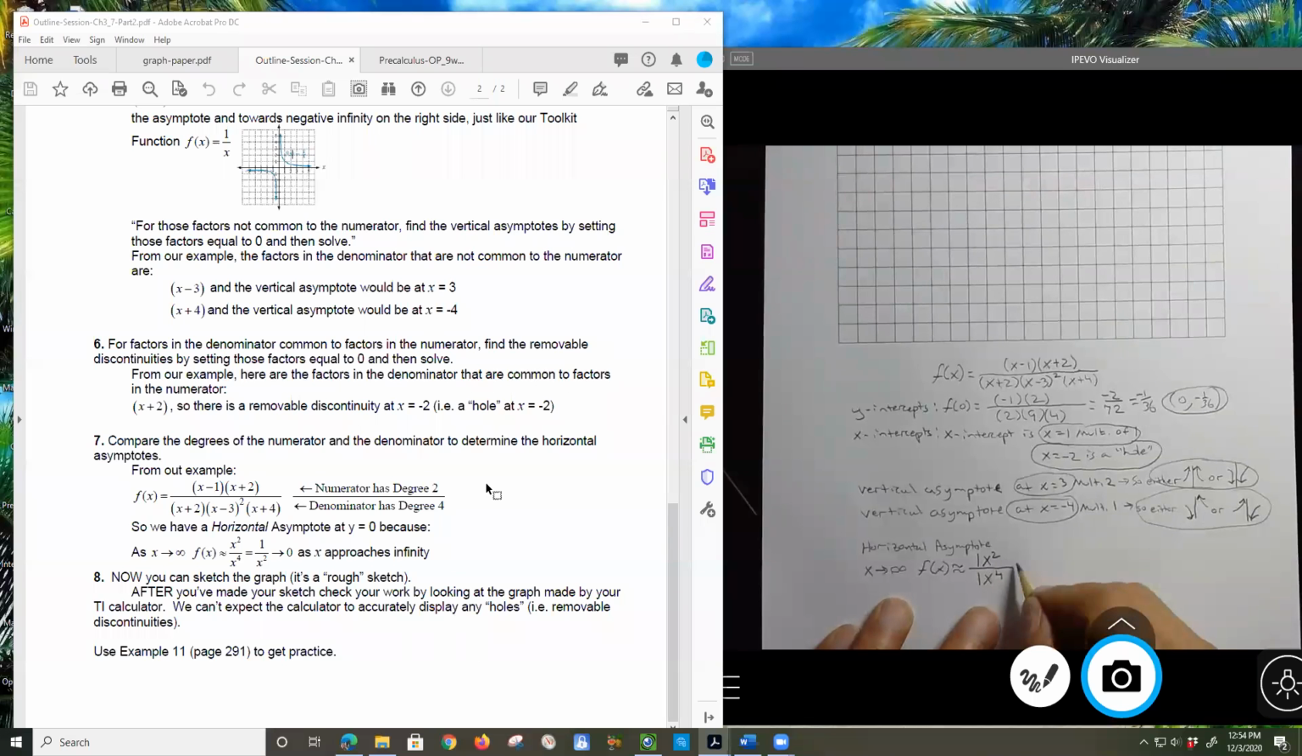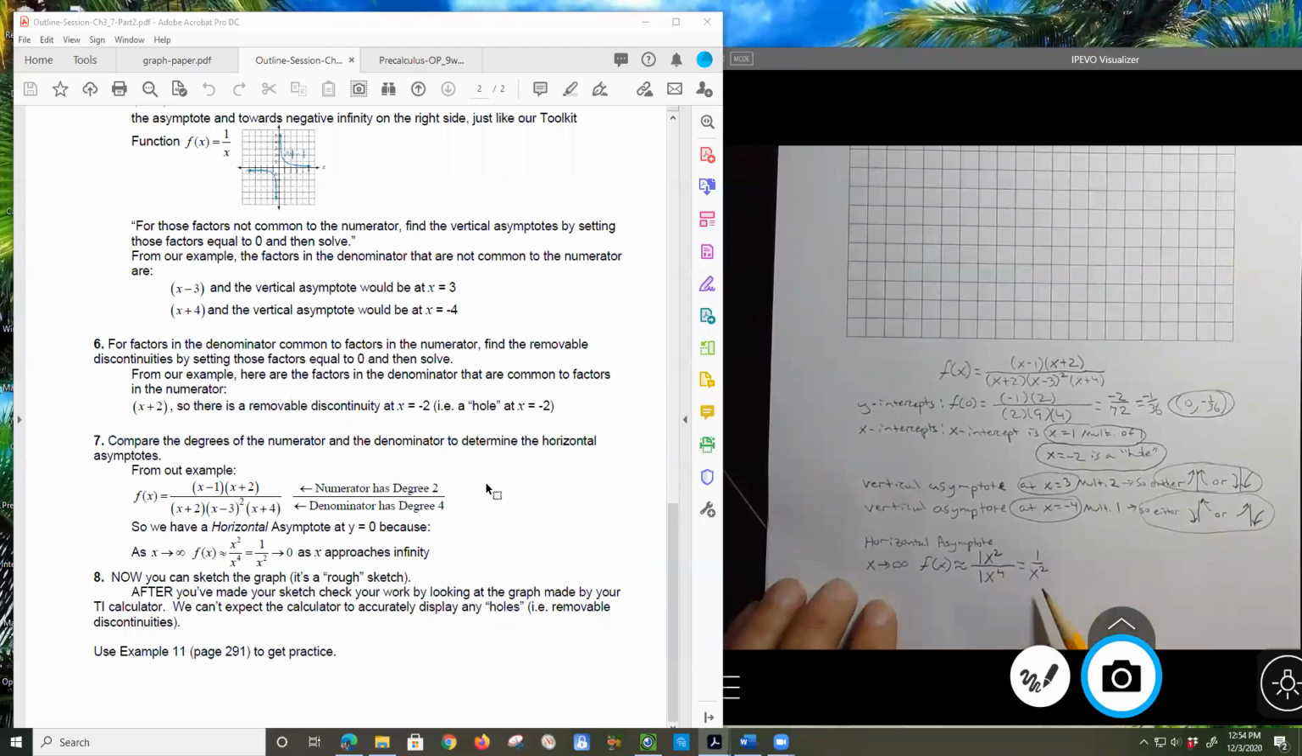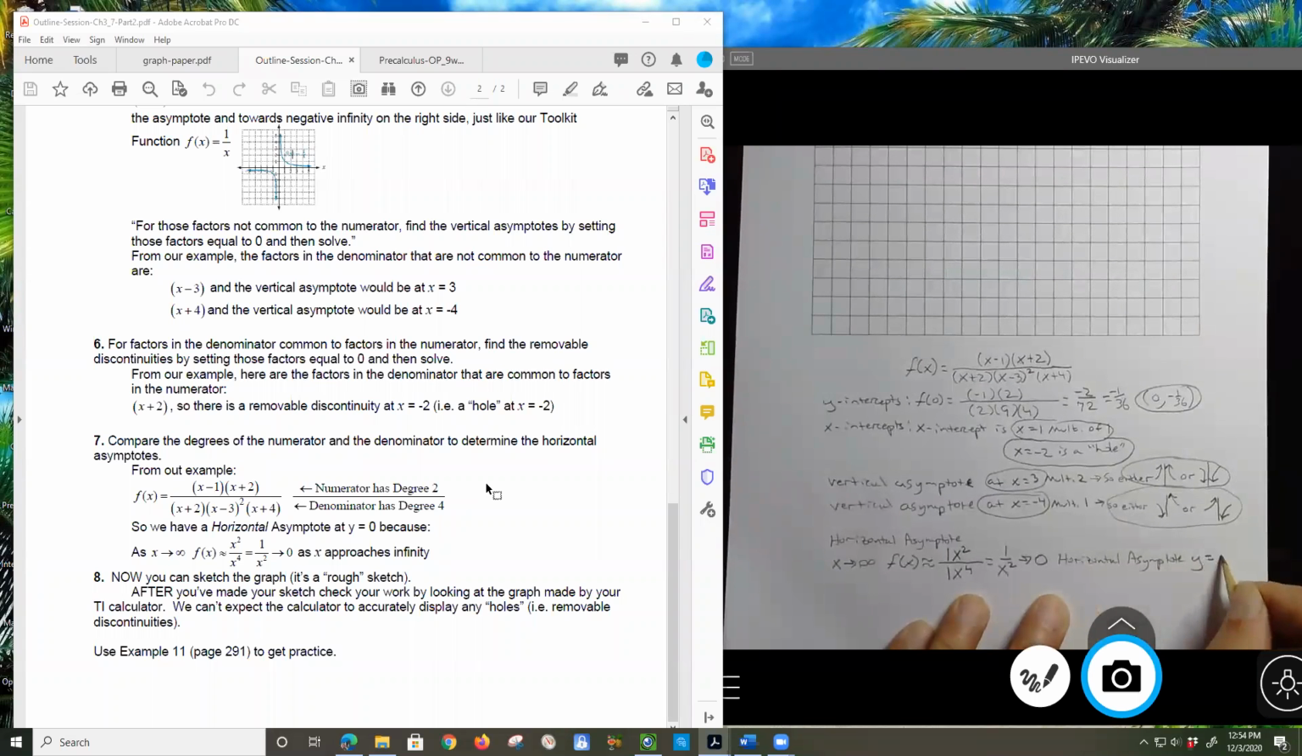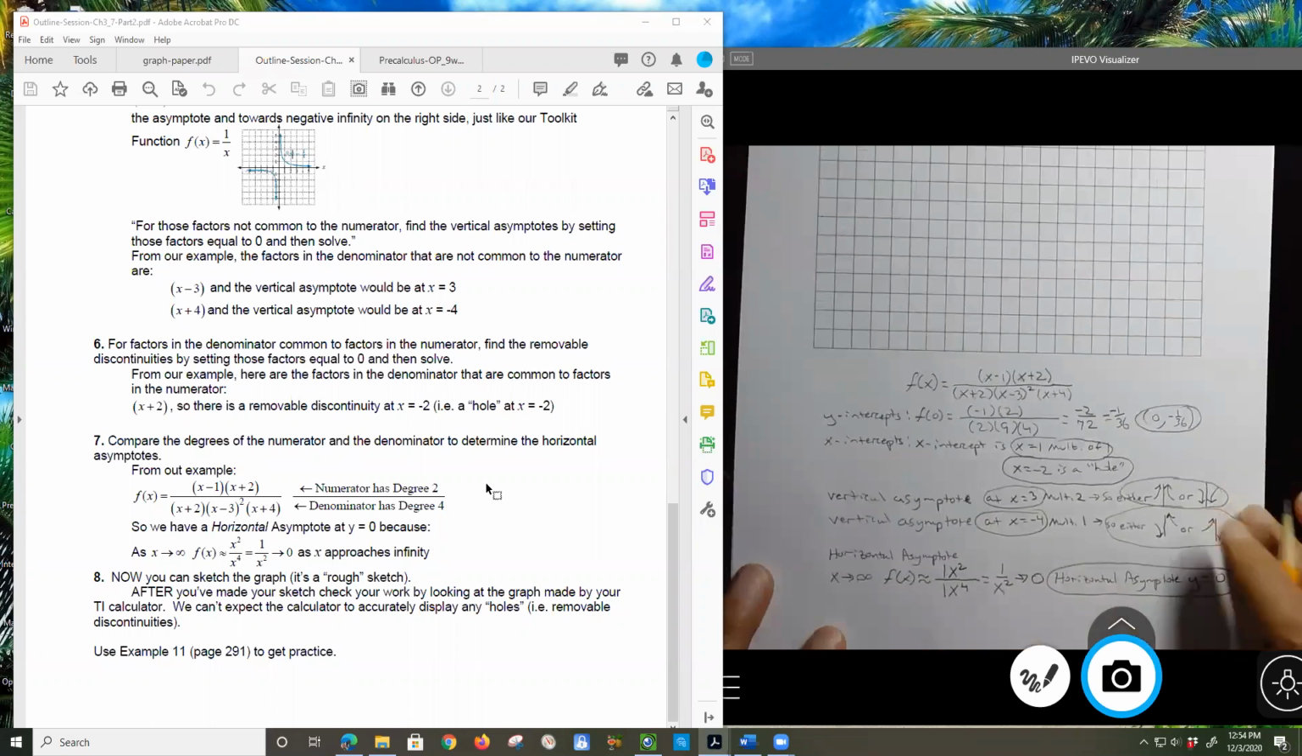So what does that simplify down to? Well, these two x's will divide out down here, and this will simplify down to 1 over x squared. All right. Now, as x goes to infinity, what will f of x approach? Well, as this gets bigger and bigger and bigger, this is going to get closer and closer to 0. And that's how you know that your horizontal asymptote is y equals 0. All right, so there's our bag of clues.